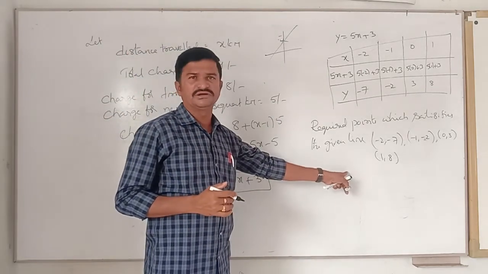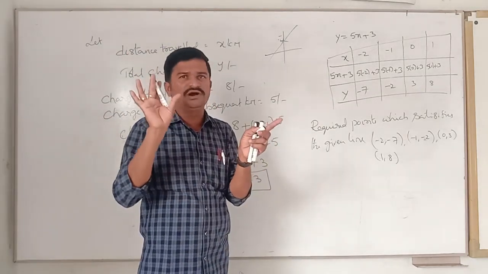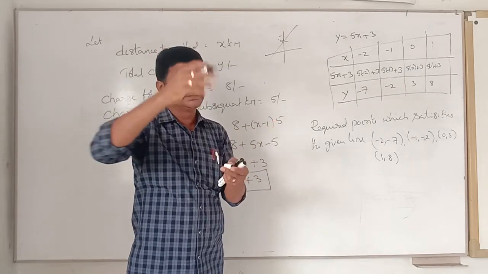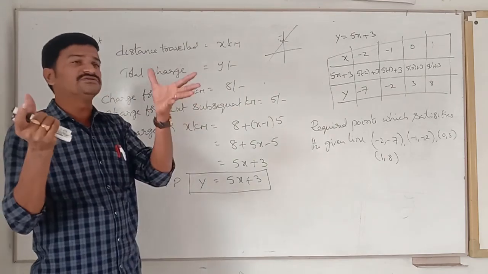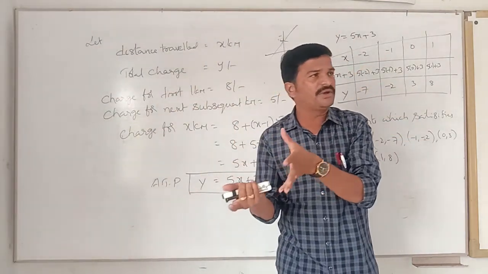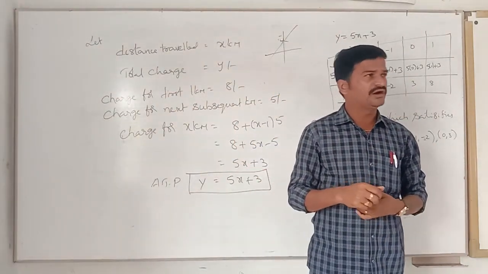Now we got the points. Are you all able to plot the points and are you able to join the points or not? Check it now. Okay, this is the way we can convert any situation into linear equation form, and then you have to draw a graph. Got it? Come on, do it.